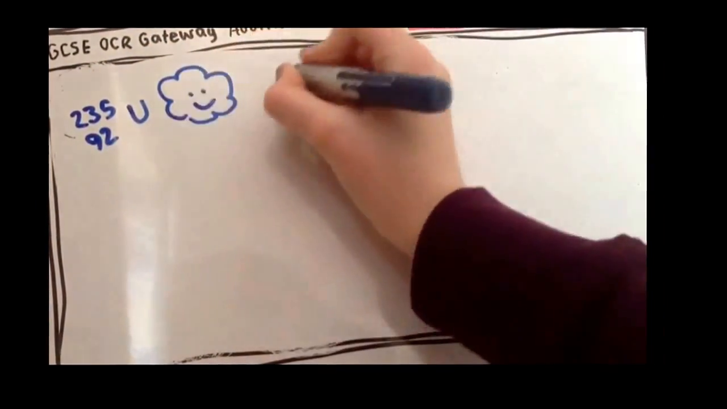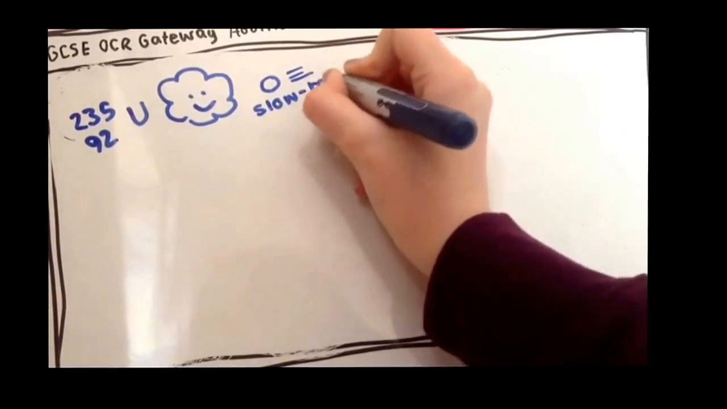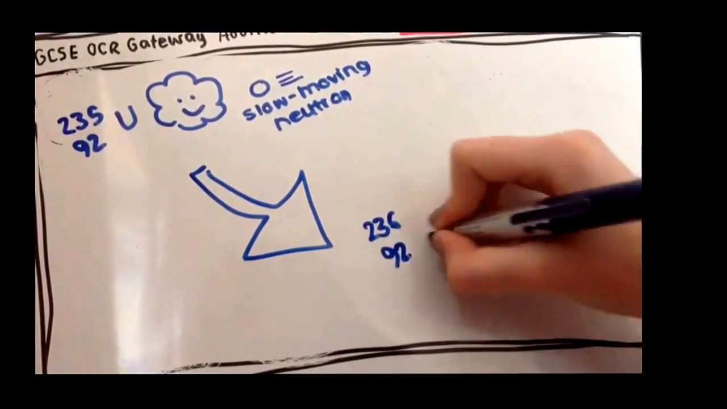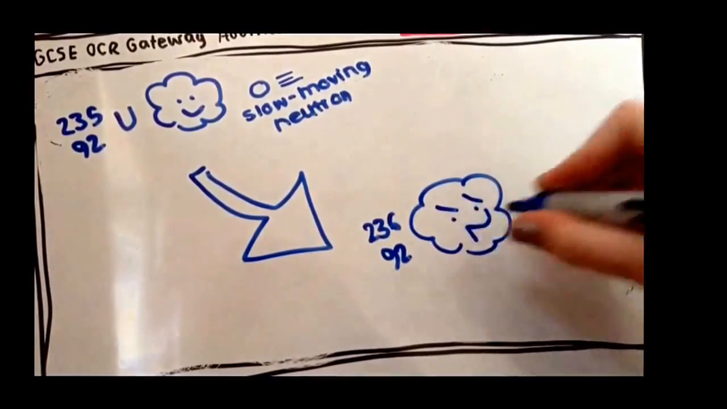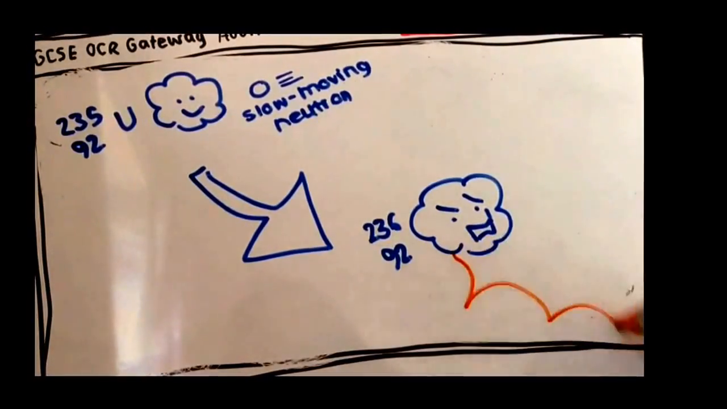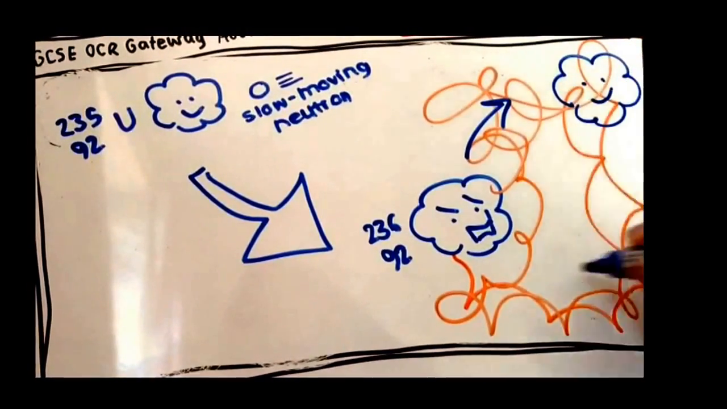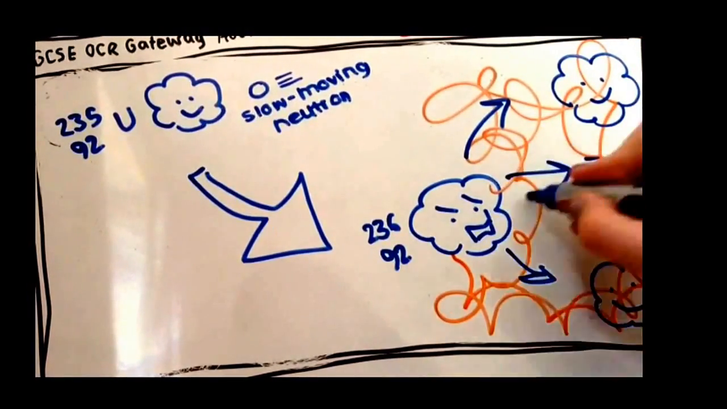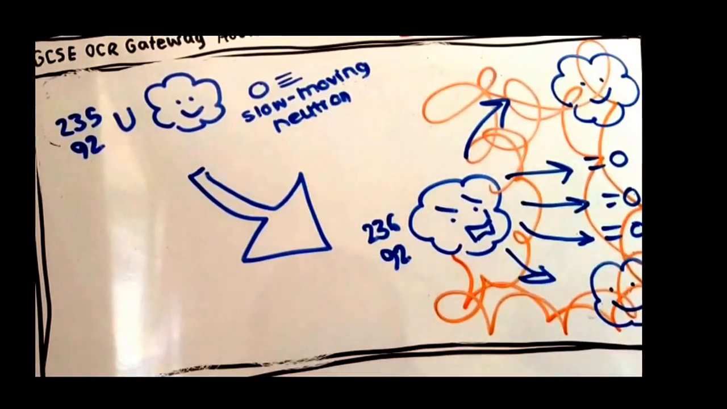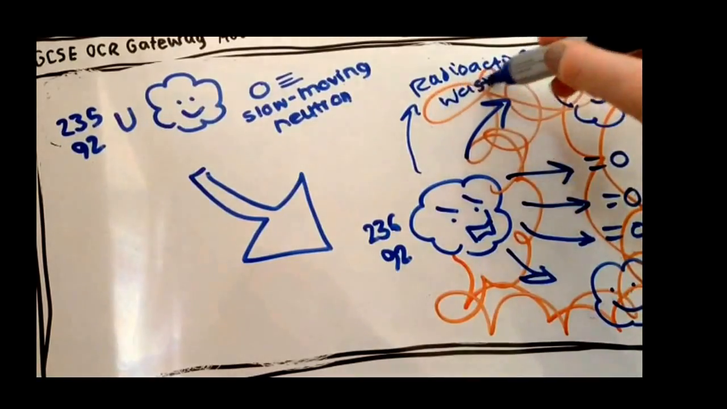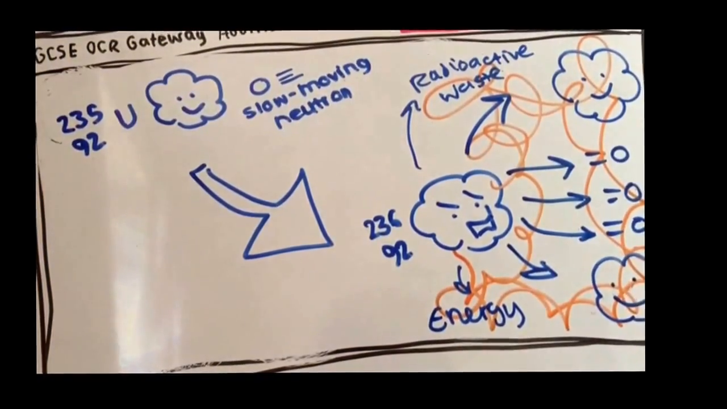So, to look more in depth, first you have uranium-235, and that's a stable nucleus with the atomic mass 235. And it's hit with a slow-moving neutron to make it unstable. It becomes uranium-236. And once it's become uranium-236, it will then split into two smaller nuclei, releasing loads of energy and producing radioactive waste and two or three fast-moving neutrons, which will go on to produce a chain reaction.